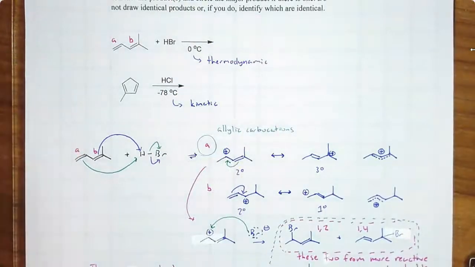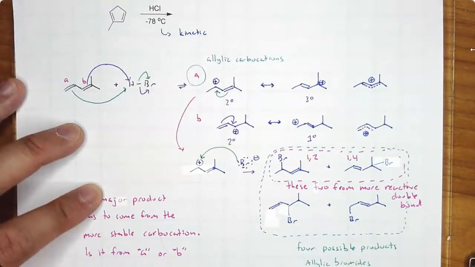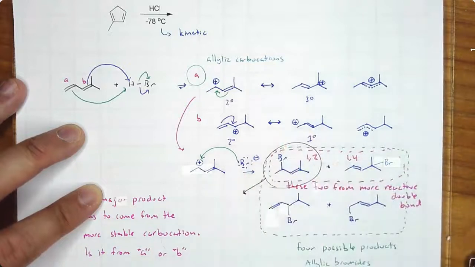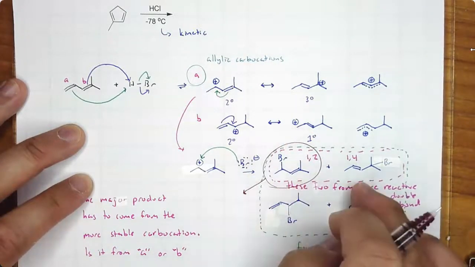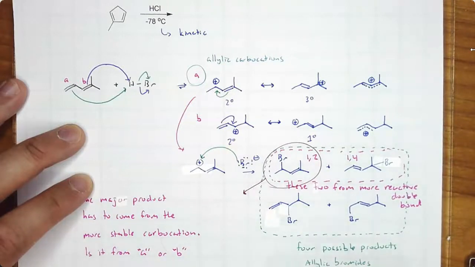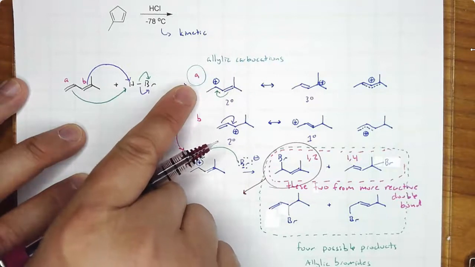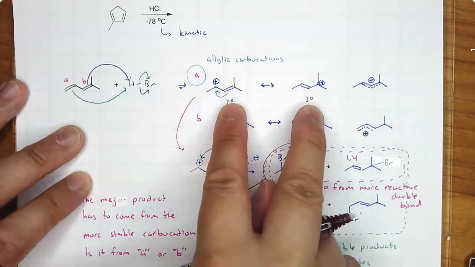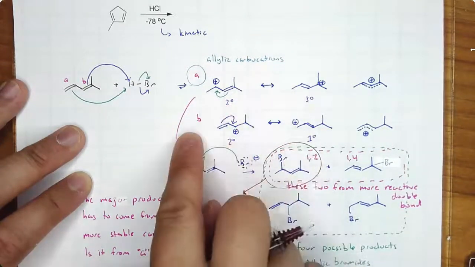Okay, so let me wrap up this reaction here. The major product is this. It's actually both the kinetic and thermodynamic product coming from the more reactive double bond. And this is the more reactive double bond right here because it gave a set of resonance contributors that's more stable than the set given by B.